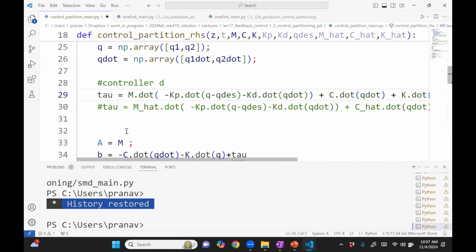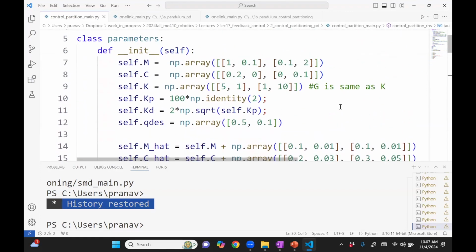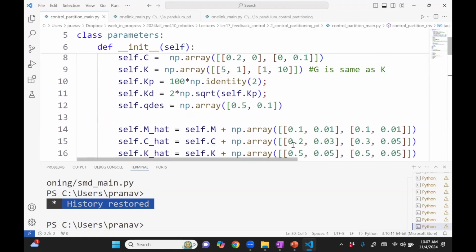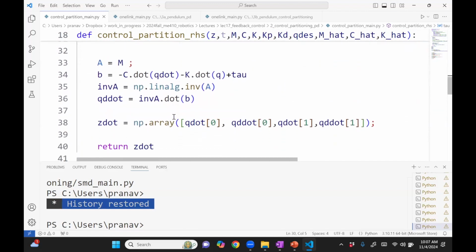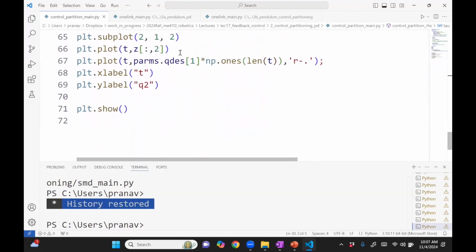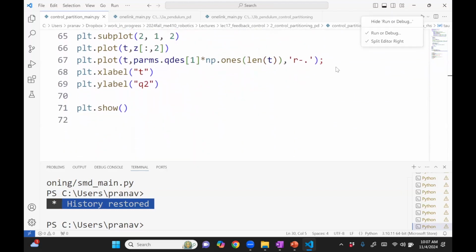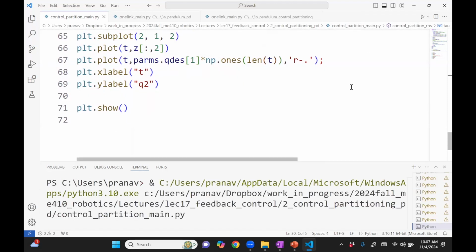This one is, well, let's just use the first one. Here I'm assuming that I know m hat, I know c hat, and so on. M hat, c hat were the actual mass plus some random things I added. Then I just do feedback linearization, and it's essentially ODE int. If you do this, you will see that it starts from 0, 0 for Q1 and Q2, and it will go to 0.5 and 0.1, which is what I set it to go.